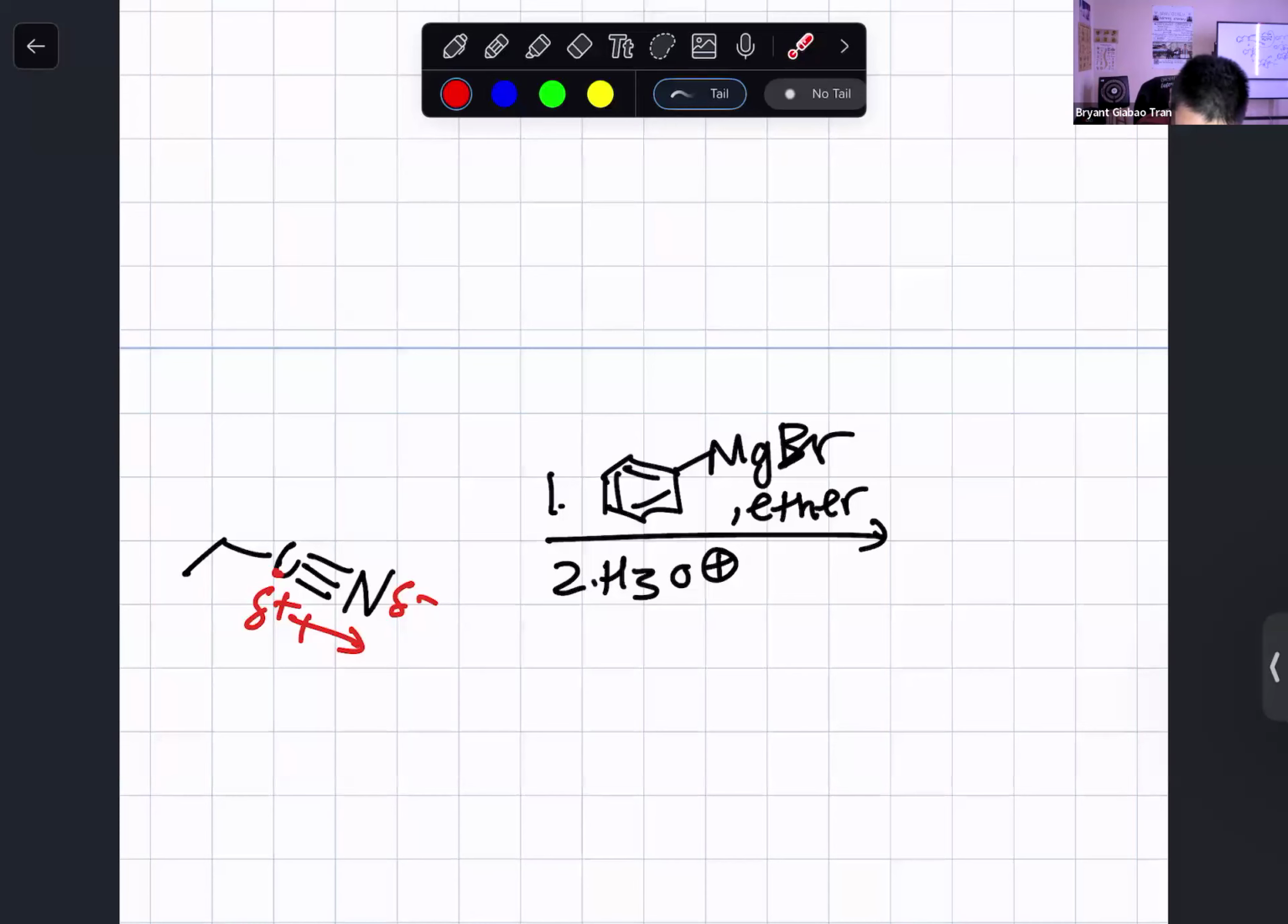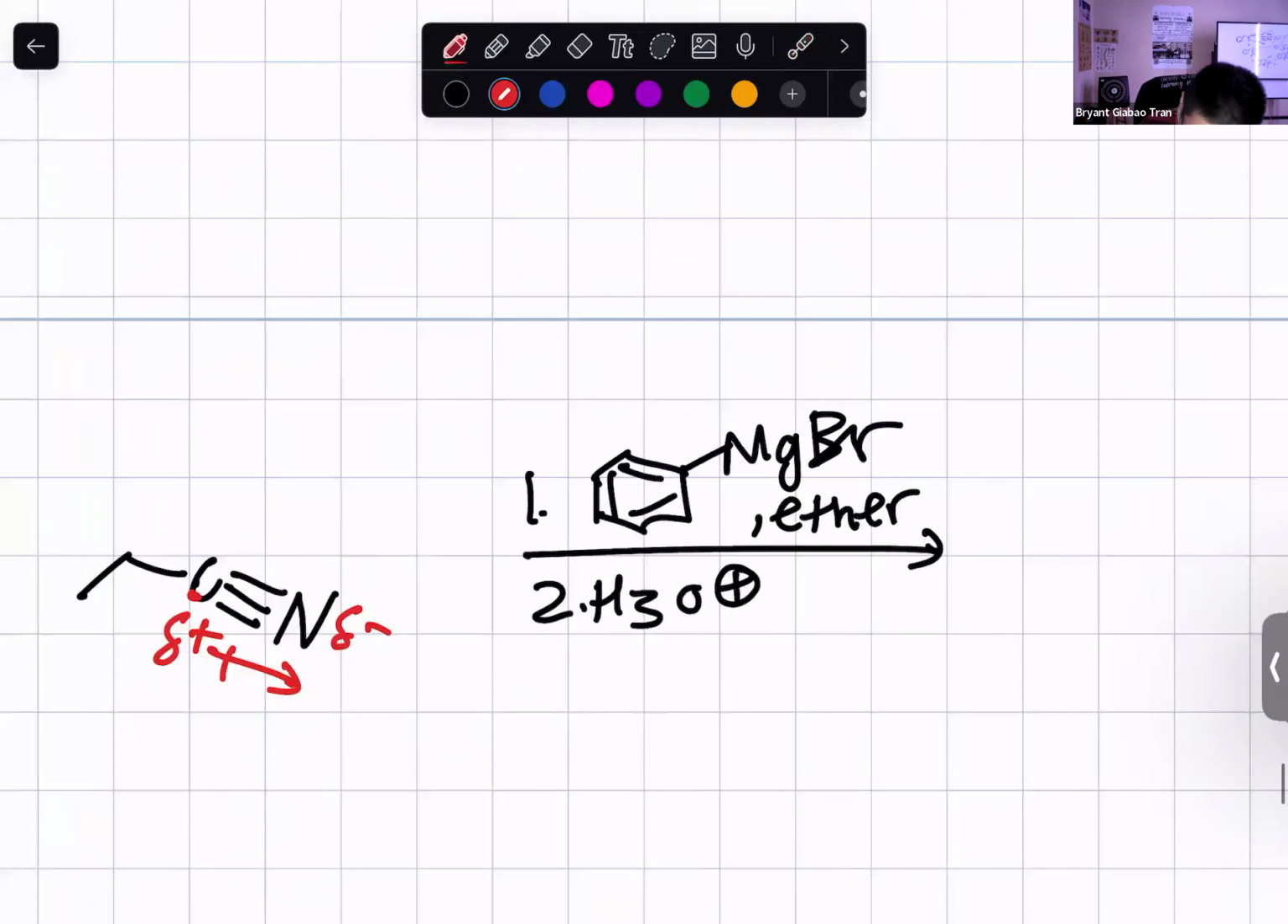In the reagent, our first step is a Grignard reagent, right? And in a Grignard reagent, the very first atom attached to the magnesium has a partial negative charge. A way that you can think about this is that carbon is more electronegative than magnesium, making carbon partial negative. This carbon here that's partial negative makes it the nucleophile, right?